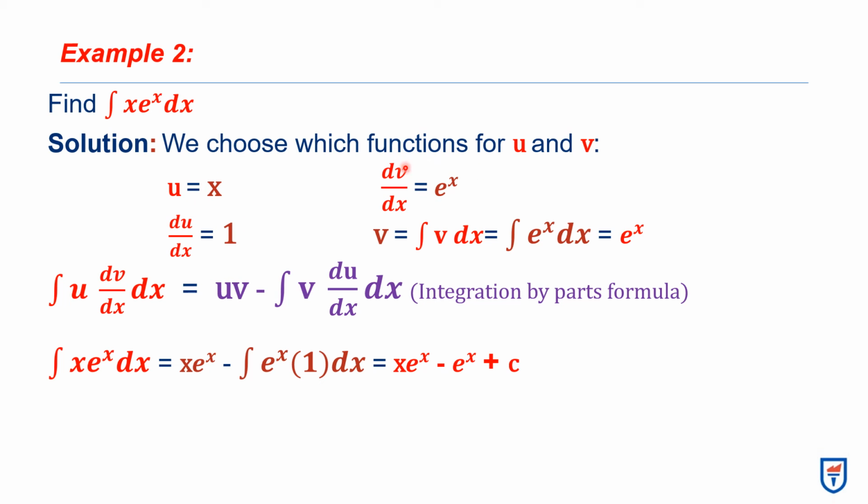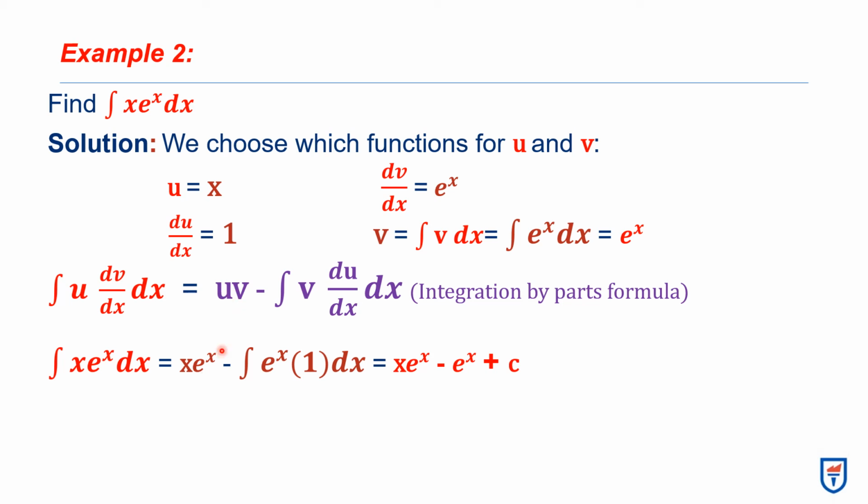And for us to get v, since we have dv/dx, we need to integrate our dv/dx. The integration of dv/dx, which is the integration of e^x, gives us e^x. So our v is equal to e^x. So now, in our integration by parts method, which states that the integration of u dv/dx is equal to uv minus the integration of v du/dx.